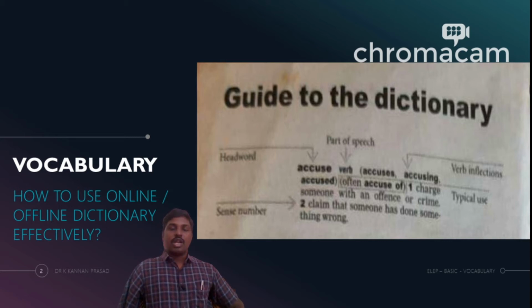Now the words in the dictionary will be arranged alphabetically, but in the Guide to the Dictionary, in the front few pages or the indexed pages of the dictionary, this is given as an example so that you understand how to use the rest of the dictionary. So you could see that the word accuse, the actual word which you are trying to find the meaning for, is given in a darkened manner.